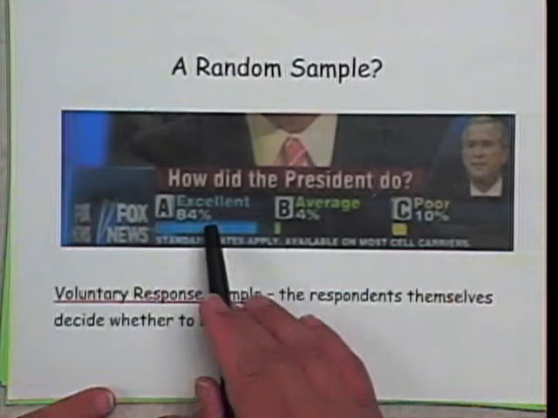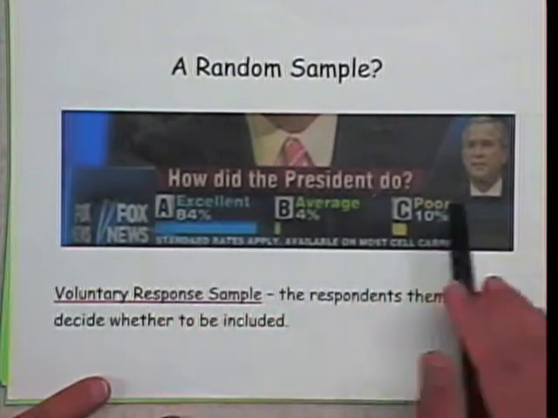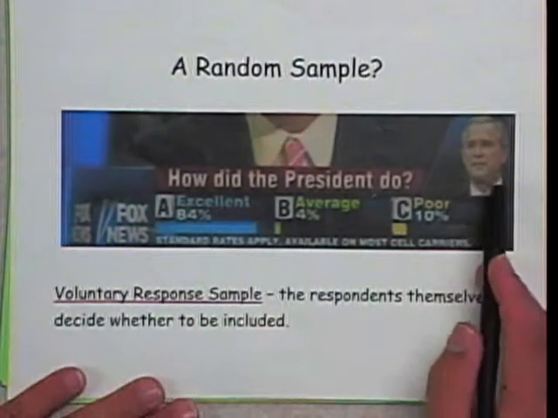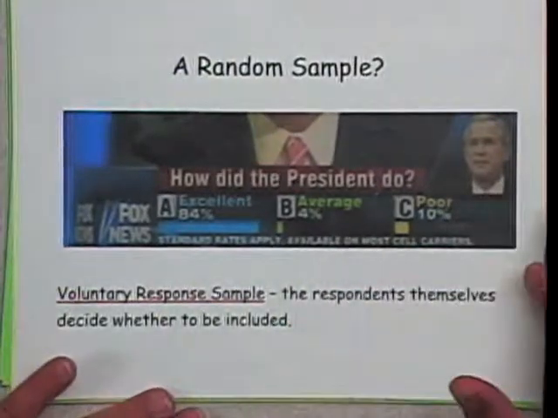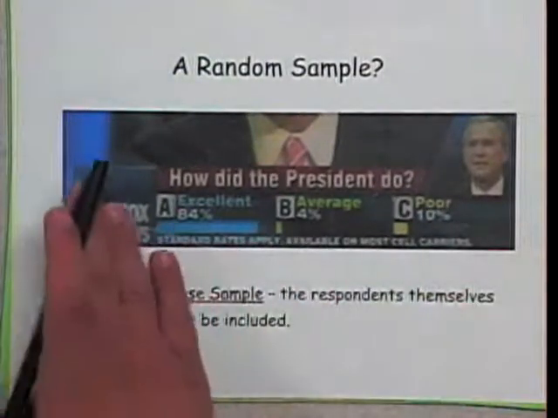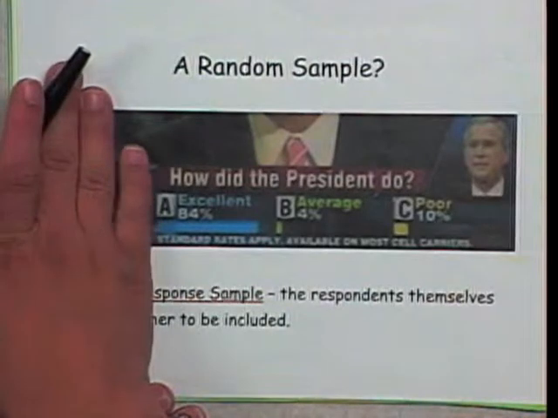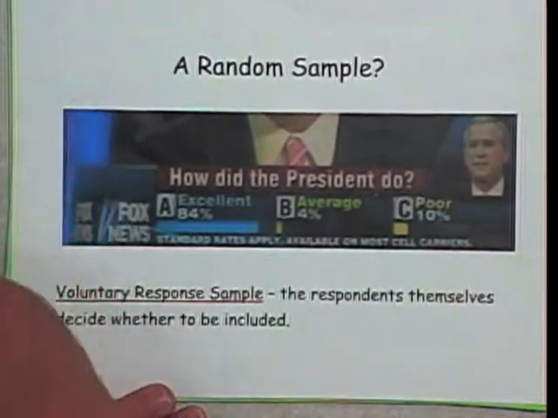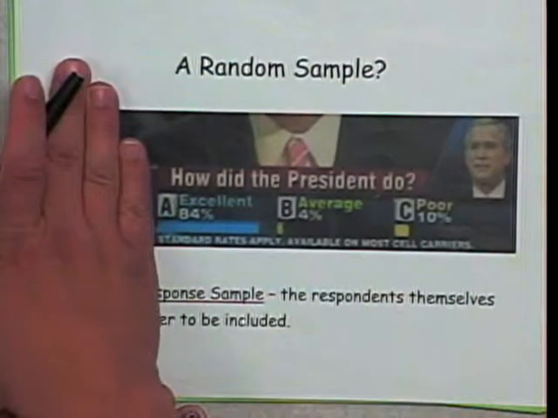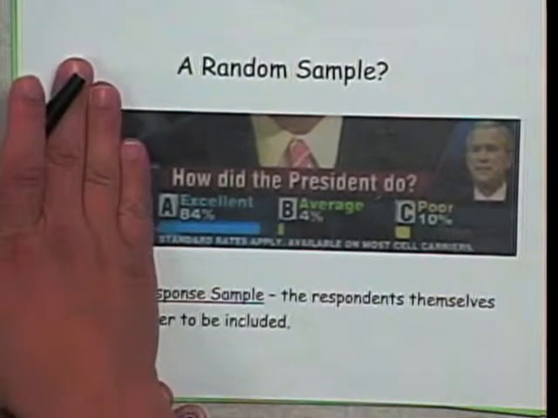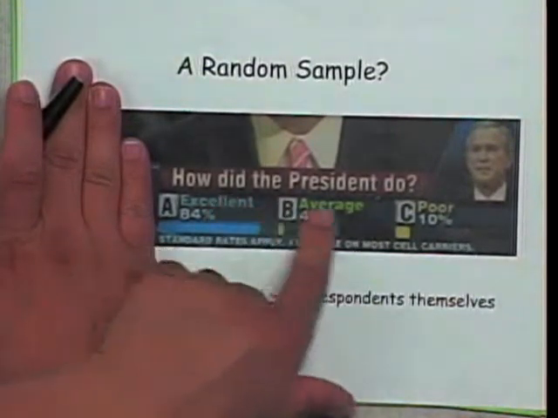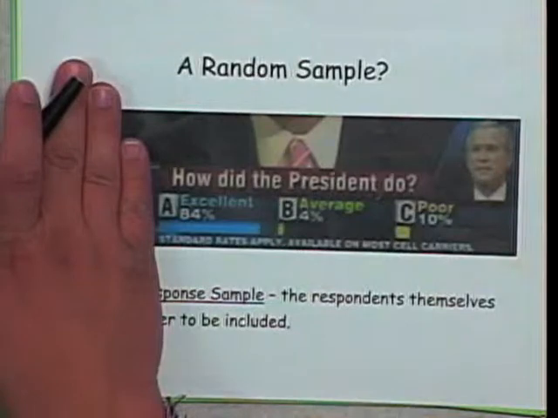And so the sample does not represent the entire population. So if somebody said that they took some sample and left out that it was a Fox News call-in poll, and said the president must be doing well, at least most people in the population think so, and they used these numbers, that would be misleading. Okay?